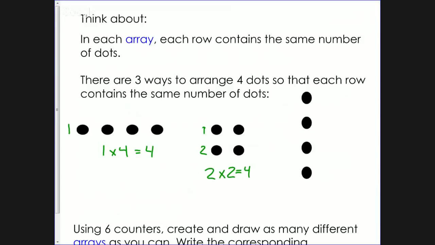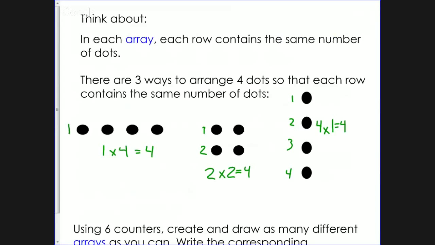Here, we have 4 rows, 1, 2, 3, 4, but there's only 1 dot in each row. So that would be represented by 4 groups of 1. Again, the same answer of 4. So different ways to represent the same number.